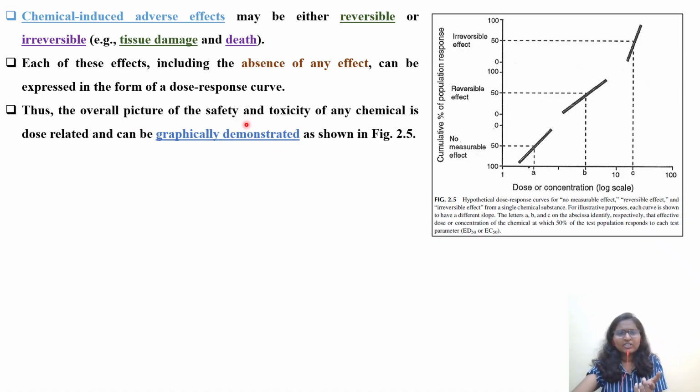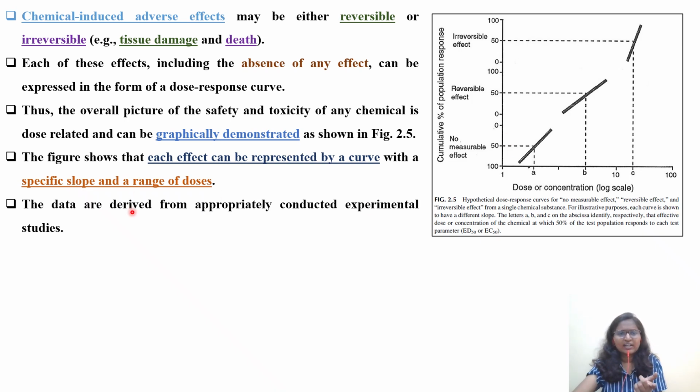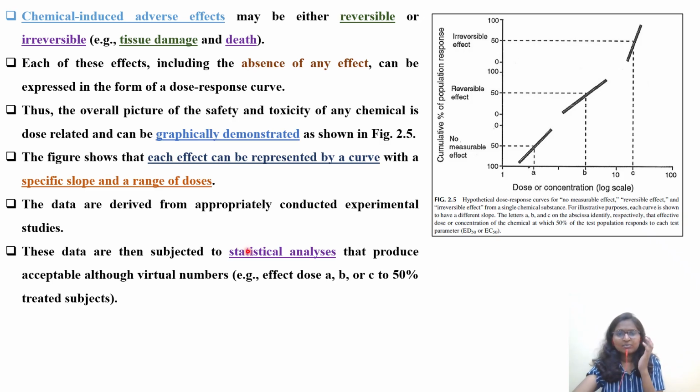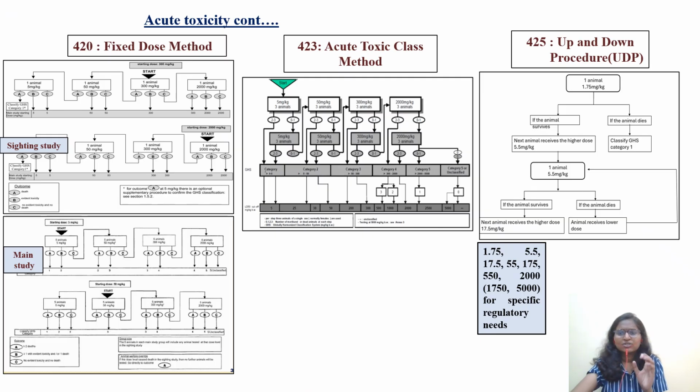The overall picture of safety and toxicity of any chemical dose related can be graphically demonstrated. That is what I was saying. Each effect can be represented by a curve with a specific slope and range of doses. The data derived from appropriately conducted experimental studies are then subjected to statistical analysis that produces acceptable virtual numbers, effect dose A, B, C, for 50% of treated subjects. The virtual numbers are simply a concise form for expression of the experimental results. It should not be recognized as being applicable only to a specific initial experiment.